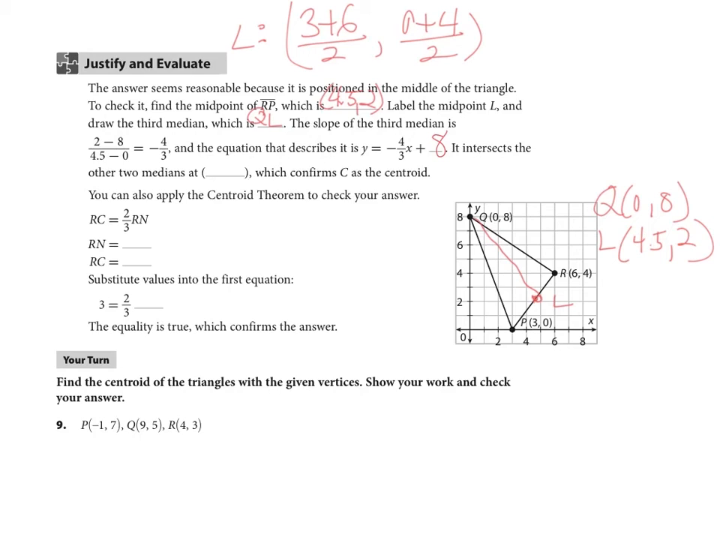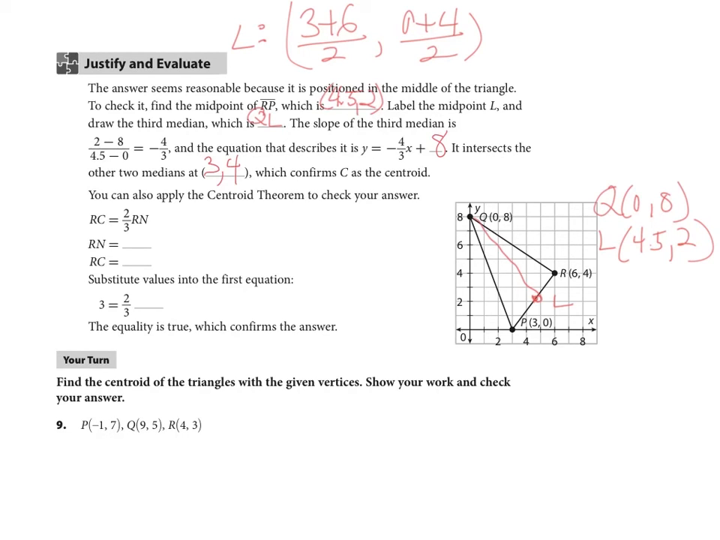And so it intersects the other two medians, as we know, at point (3, 4), which confirms C as the centroid. Okay, so we can go ahead and see that truly it does intersect there.